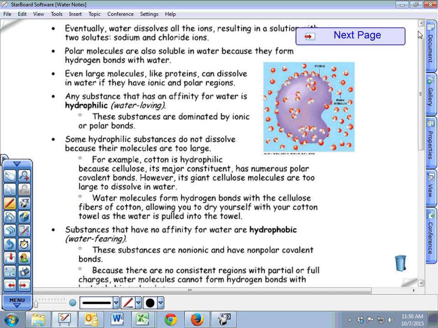I don't need you to have a super deep understanding of this. We don't need stereochemistry or anything here.